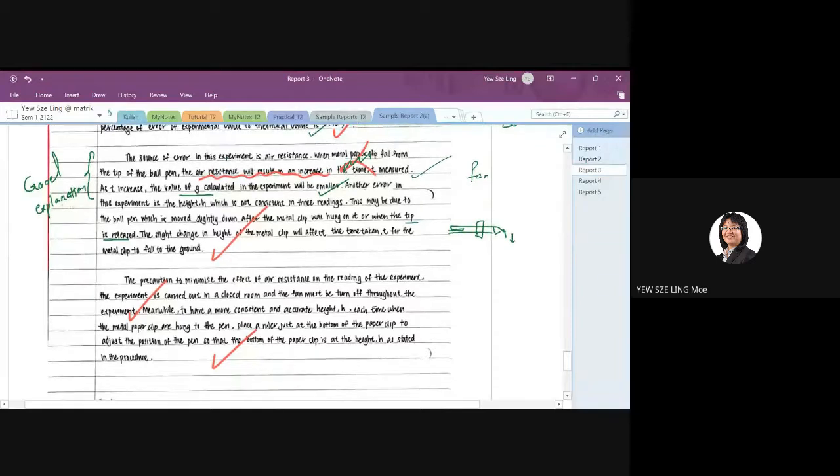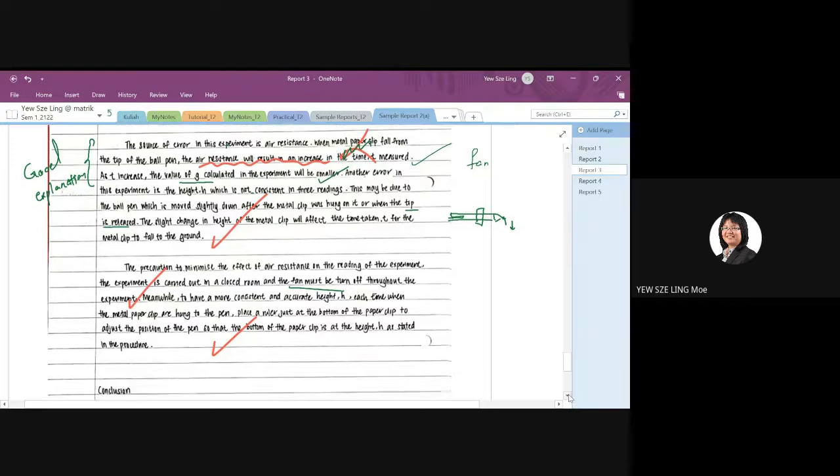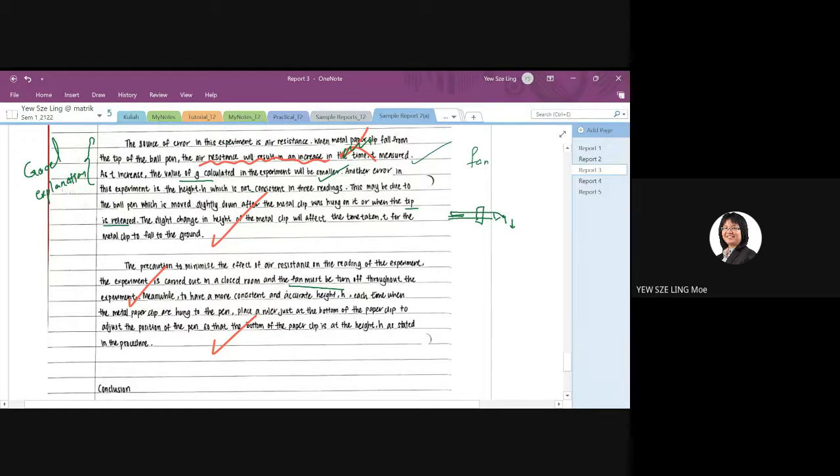The precaution to minimize the effects of air resistance is to carry out the experiment in a closed room, and the fan must be turned off. That's why I think you mentioned the fan, because of your precaution. The fan won't cause resistance, because resistance resists the motion. The fan will only cause the object to drop faster, because the fan is above the experiment. When you switch on the fan, your object will drop faster. So to reduce airflow or air turbulence, the fan must be turned off throughout the experiment.